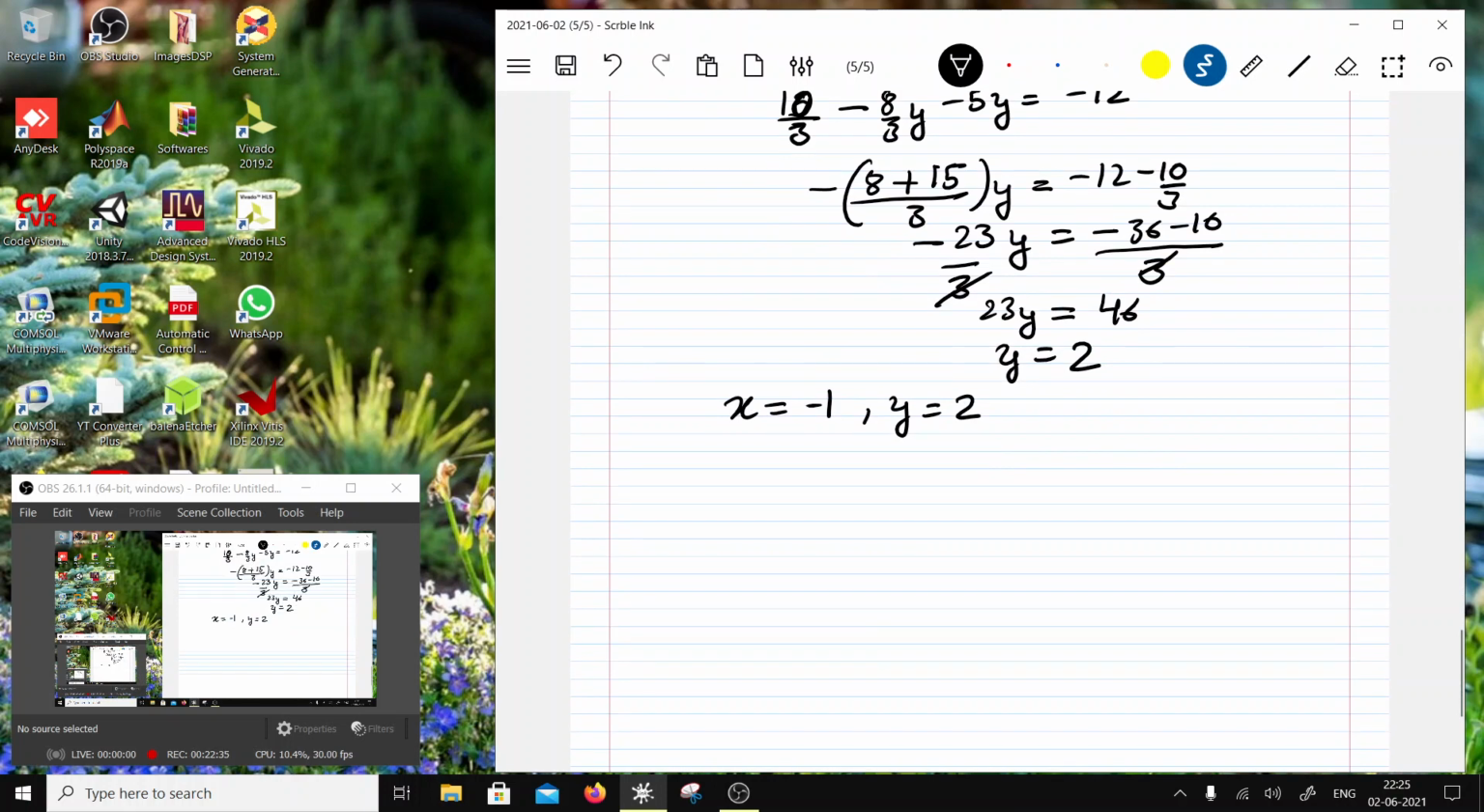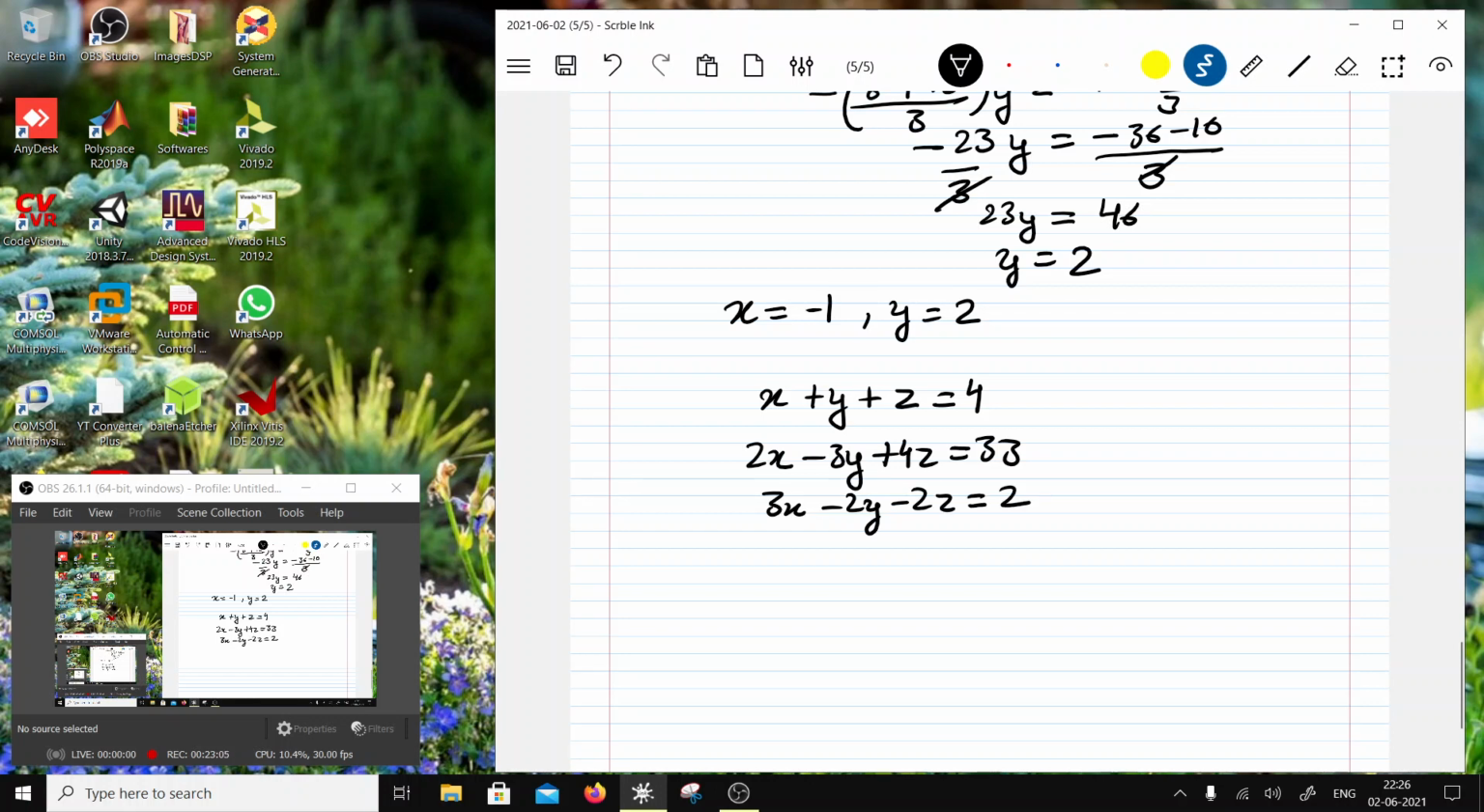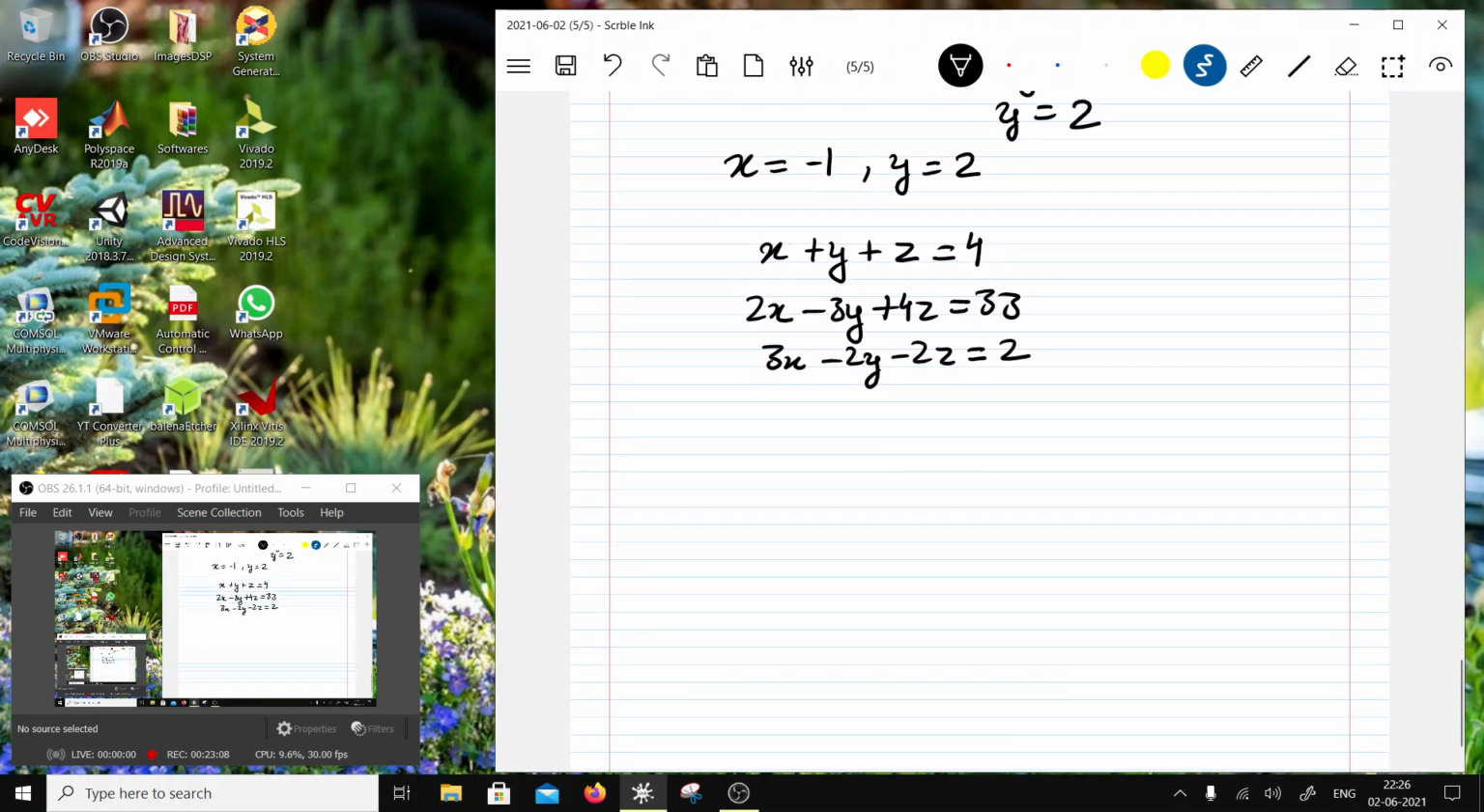Now let us consider that there are 3 equations. Now the substitution is going to become difficult. So let's say x plus y plus z equal to 4, and then you have twice x minus thrice y plus 4z is equal to 33, let's say, and 3x minus 2y minus 2z equal to 2. Okay, so now this is a classic problem where I can use the method of elimination, right?